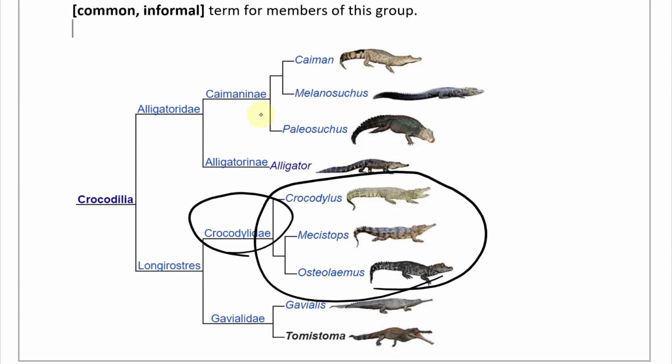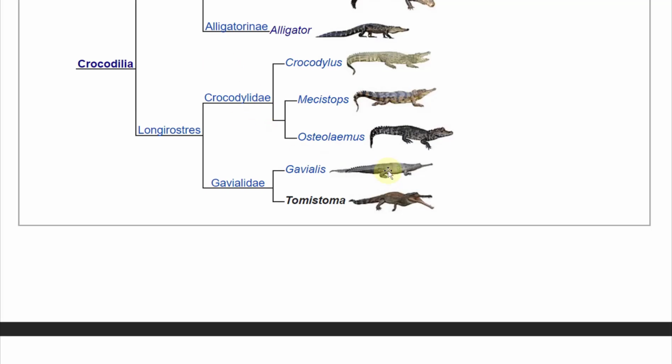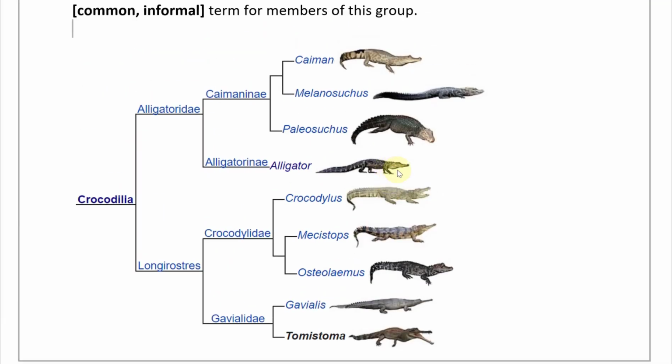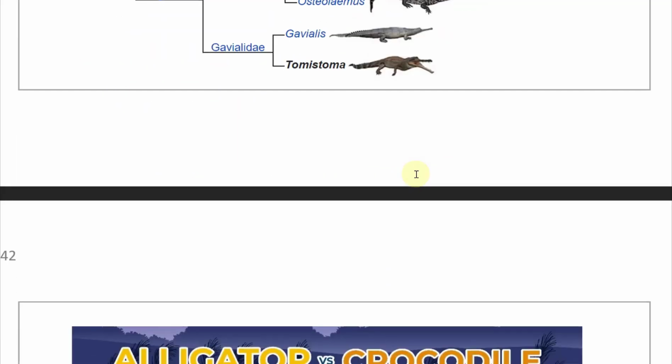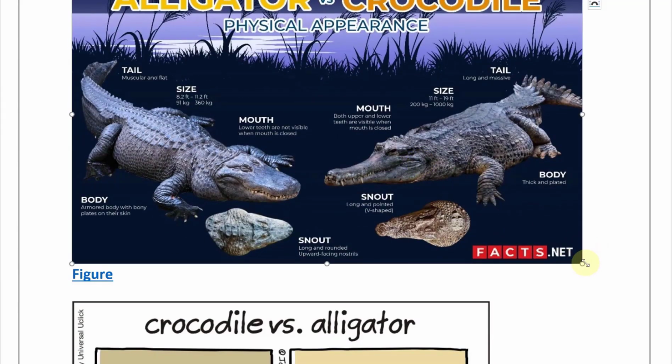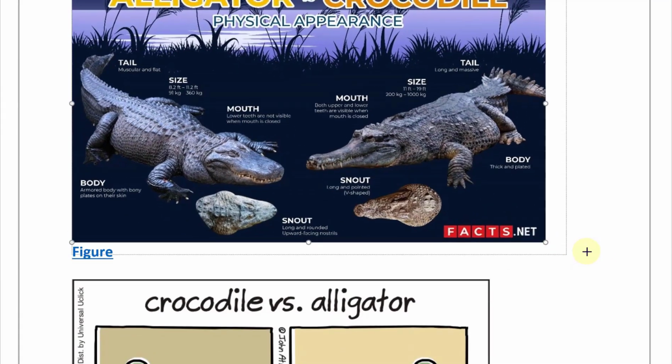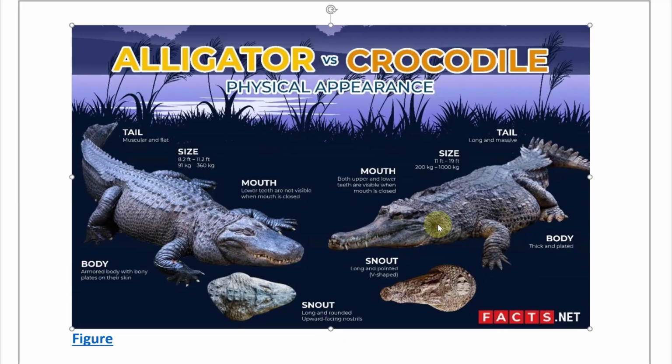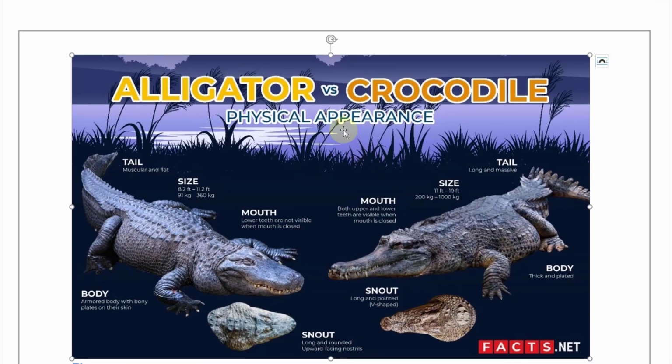And I'll show a comparison soon. It's going over, so just scroll down. Notice that the mouths will be an interesting one. So alligators. Okay, let's have a gander at these right here. Alligator versus crocodile physical appearance.